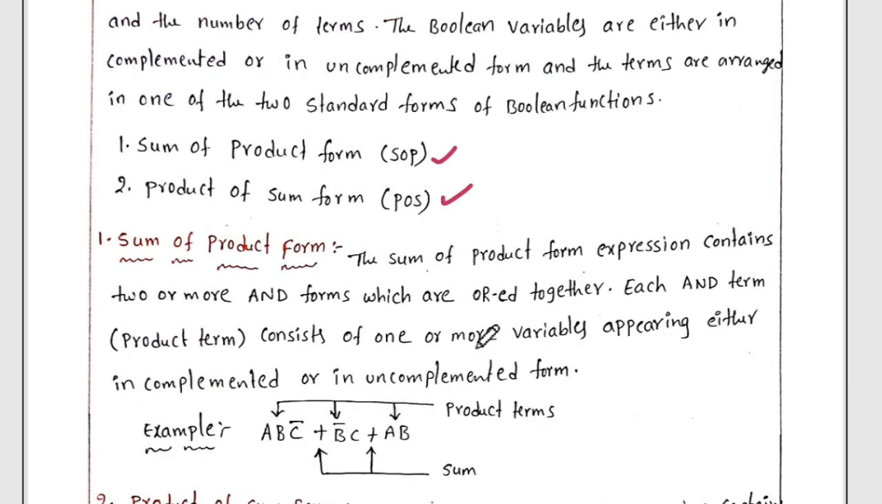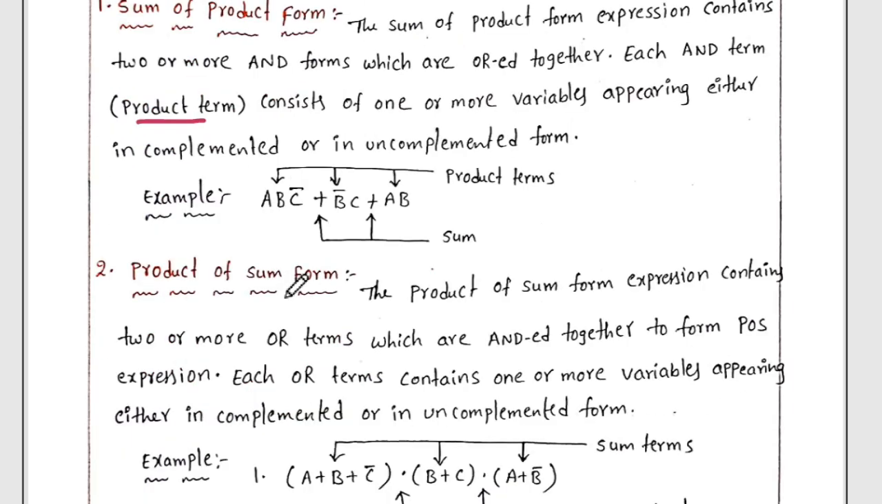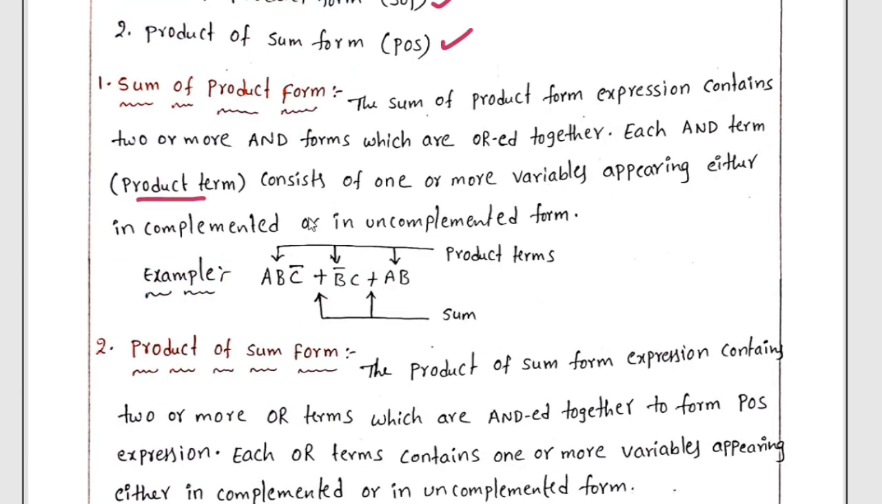First, we'll discuss what is meant by sum of product form. The sum of product form expression contains two or more AND terms which are ORed together. Each AND term, nothing but a product term, consists of one or more variables appearing either in complemented form or uncomplemented form. Let me explain this through an example. First, I'm going to talk about sum of product.